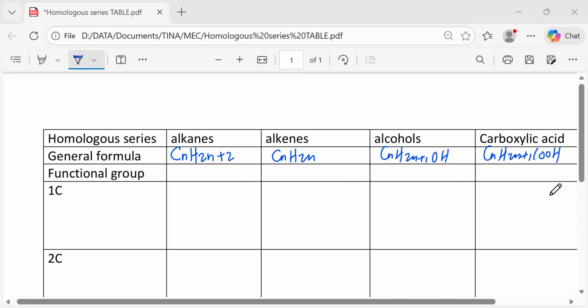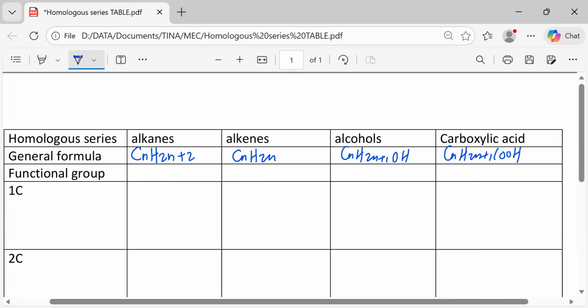Okay, so alkane, CnH2n+2; alkene, CnH2n; alcohol, CnH2n+1OH; carboxylic acid, CnH2n+1COOH. Do you get it? Okay, good. Functional groups: alkane is carbon to carbon single bond. Alkene is carbon to carbon double bond. Alcohol is OH, carboxylic acid is COOH.